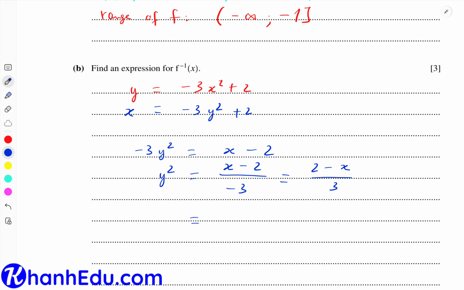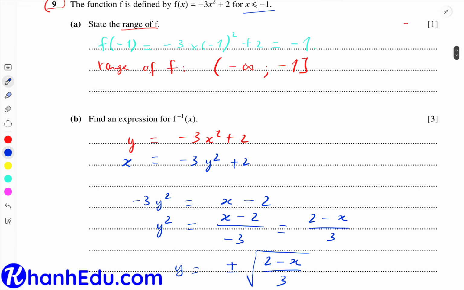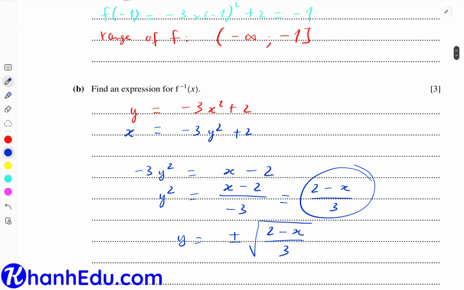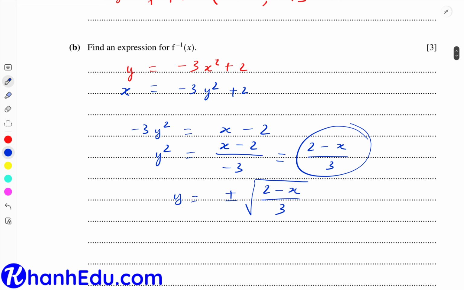And here we have two options, that is y equals plus or minus the square root of 2 minus x over 3. Because the range of f is from negative infinity to minus 1, every value in this range satisfies the condition that 2 minus x is greater than or equal to 0. So this would be a positive number, and we can take the square root of that.